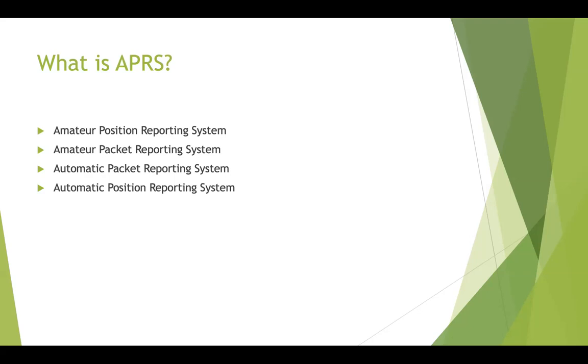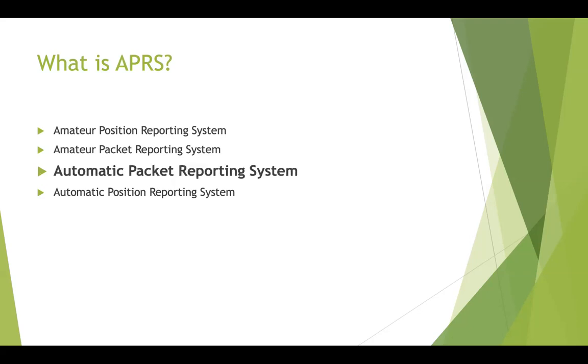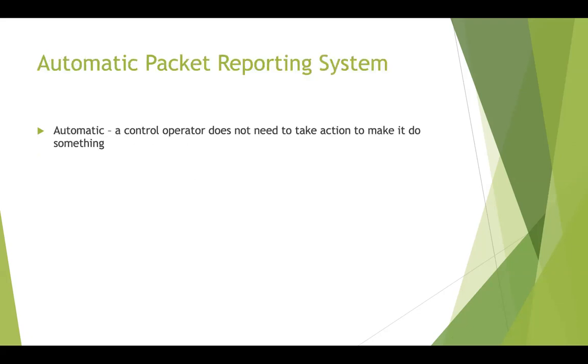Starts with automatic. APRS is the Automatic Packet Reporting System. So let's break it down. What's Automatic Packet Reporting System? So automatic, it doesn't need a control operator doing something physically on the radio to make it do its thing. It's going to automatically send packets periodically. It's what we call beaconing. So you don't have to sit there and key your radio anytime you want it to happen. It's completely automatic once you've got it set up.